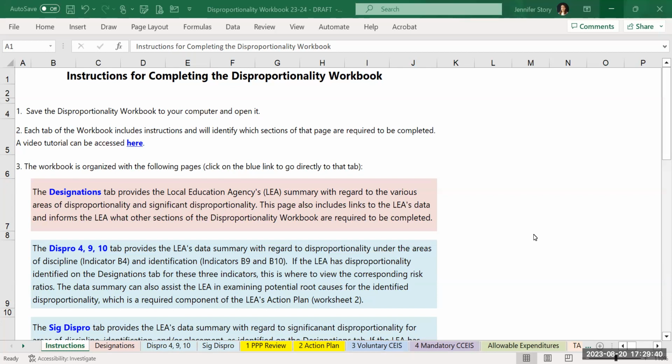The very first tab that it opens to is called the Instructions tab. You can see all of the tabs of the workbook along the bottom. We're going to walk through each of those workbook tabs, and you can also link to them from this Instructions tab. Each of these is a link to that particular worksheet, and we're going to walk through all of those.